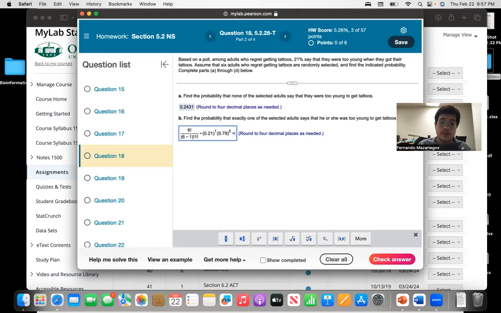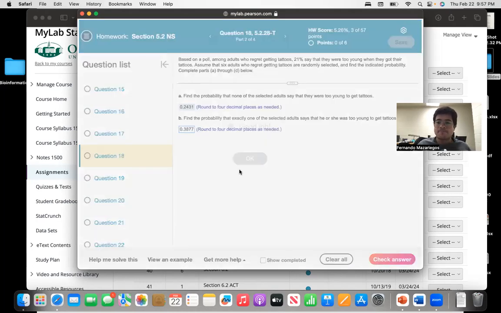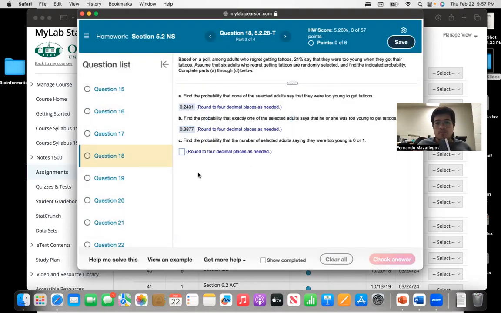So same formula. Now X equals 1. Let's find this probability. So we plug it in our calculator. We round to 4 decimal places. I think we should get 0.3877. Got it.